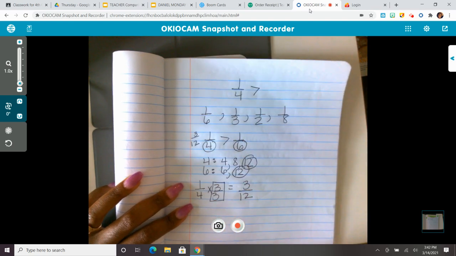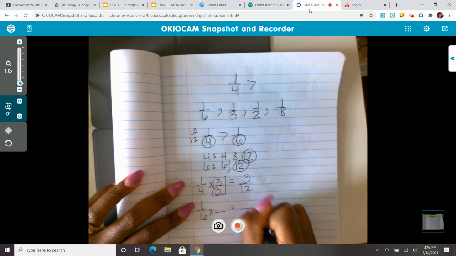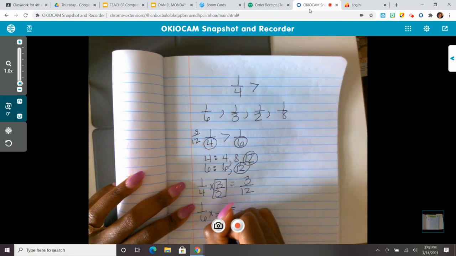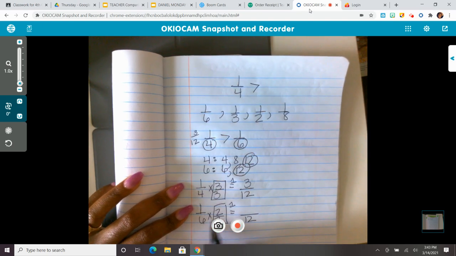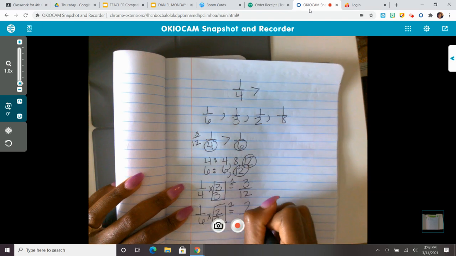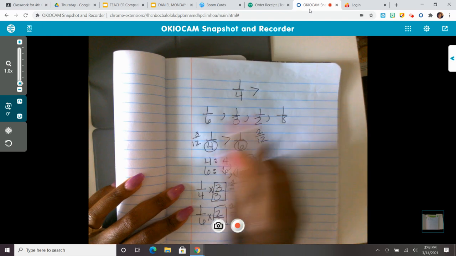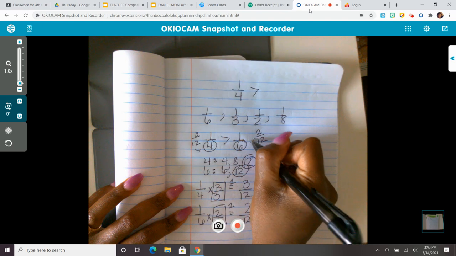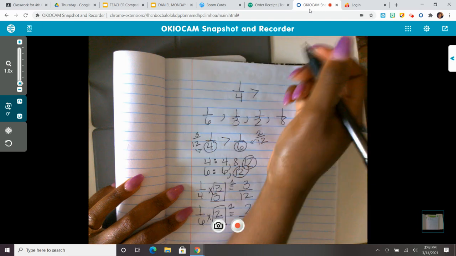Now I have to change 1/6 to 12. 1/6 times blank equals blank 12. Well, 6 times what gives me 12? 6 times 2. All right. So 2 on the bottom, 2 on the top. Equivalent to 1 whole. 1 times 2 is what? It is 2. All right, so I know that 1/6, excuse me, is equivalent to 2/12. Now I can compare 3/12, which is 1/4, and 2/12, which is 1/6. So 3/12 is greater than 2/12? Yes, that is correct.